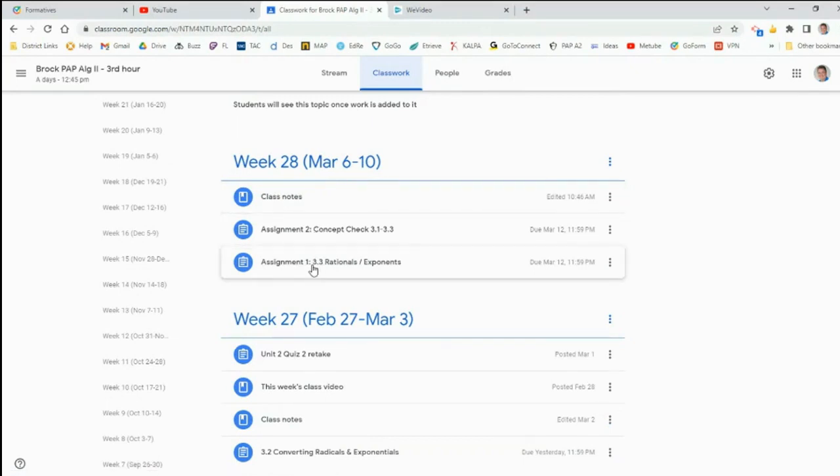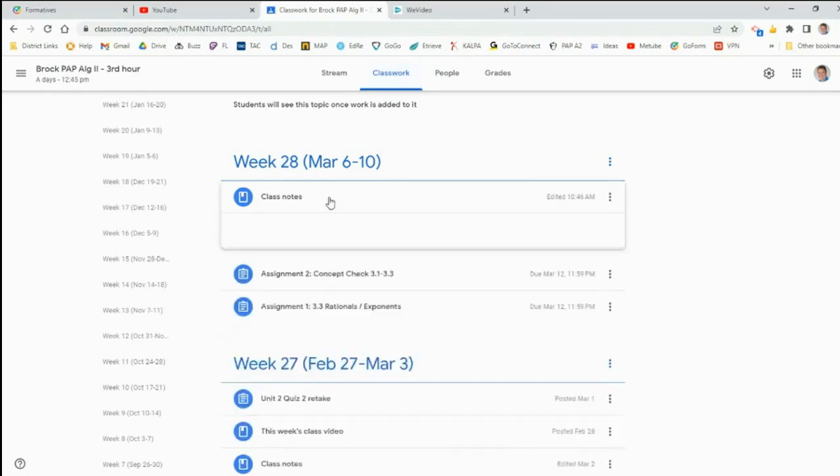This assignment 1 is 3.3. It's rationals and exponents. It's more practice with kind of what we're doing because we struggled so much with it. And then we also have a concept check, like a little quiz just to see, are you understanding? So you have two assignments this week.